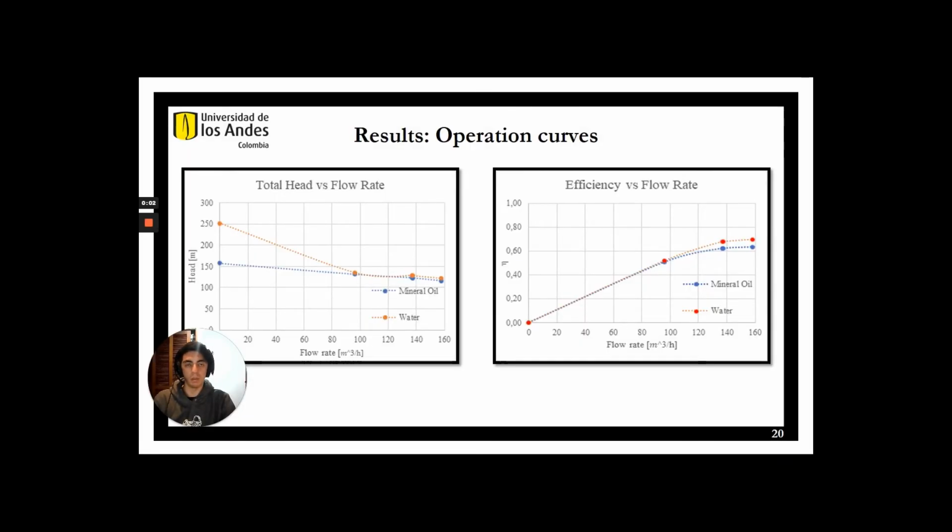Following the reports given by the CFD software, we can plot our operation curves. For the total head, we can appreciate that the mineral oil always gives a lower head than the water. This is because the mineral oil has a higher viscosity, so we can conclude that the higher the viscosity, the lower the head. For the efficiency, we can see that the mineral oil also gives a lower efficiency than the water. This is because the brake power for the more viscous fluid increases more rapidly than the hydraulic power as the viscosity increases.